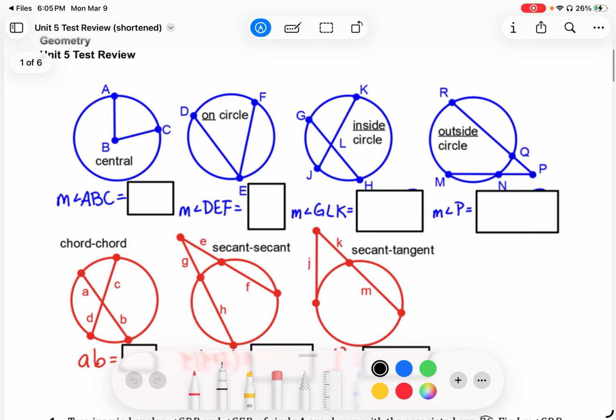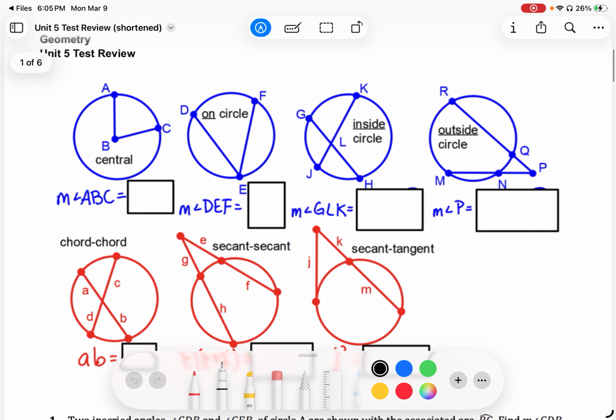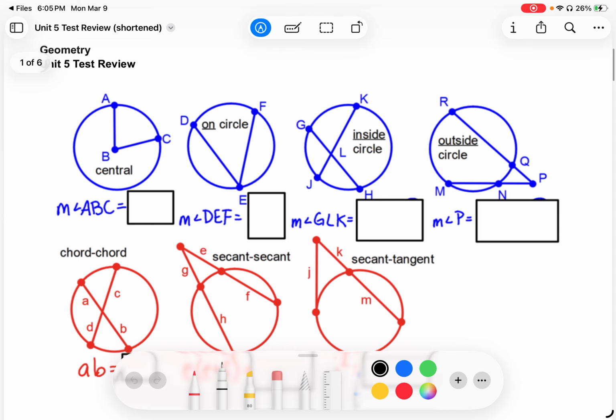So a few things at the beginning here just to make sure that we know our basic facts. If we have a central angle, so the measure of angle ABC, that's the same as the measure of the arc that angle intercepts. So the measure of this arc and the angle are the same. If it's an inscribed angle, which means the vertex of the angle is on the circle, then that's going to be 1/2 the measure of the arc that it cuts out. That's half as big as that arc.